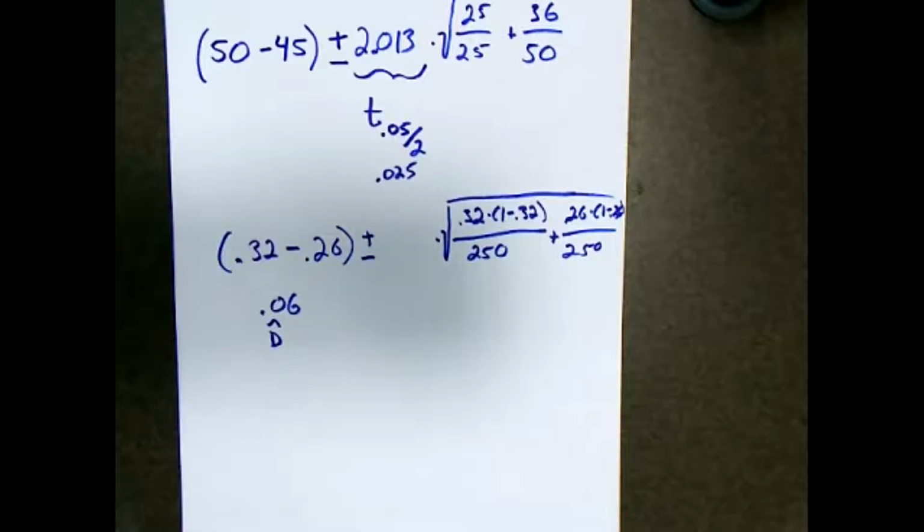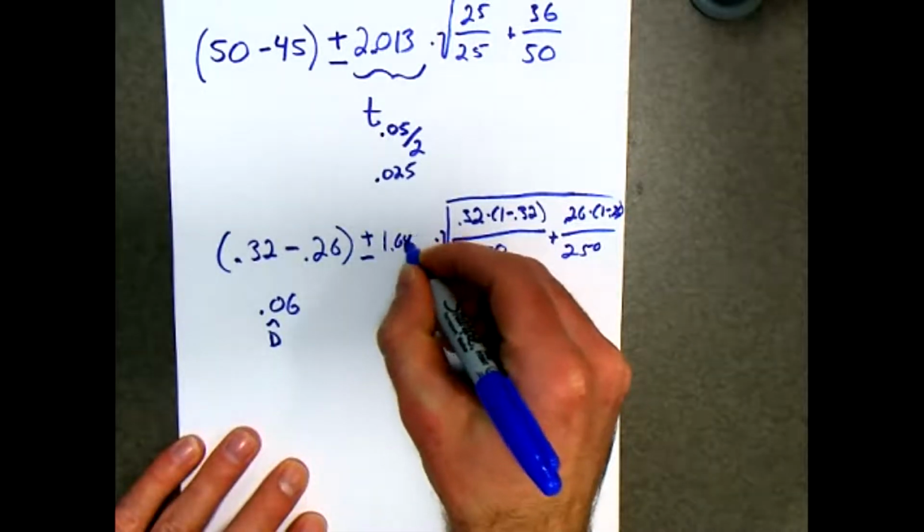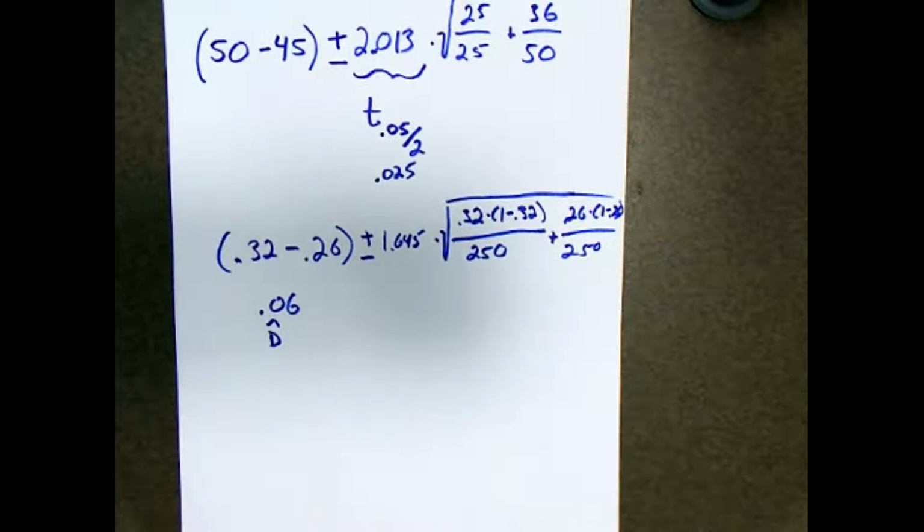Okay. So now I just plug in that 1.645, and that should give me my upper and lower bound, right? Add that margin of error to get my upper bound, subtract that margin of error to get my lower bound. Any questions on that? I forgot that calculator, so I can keep using Excel here.